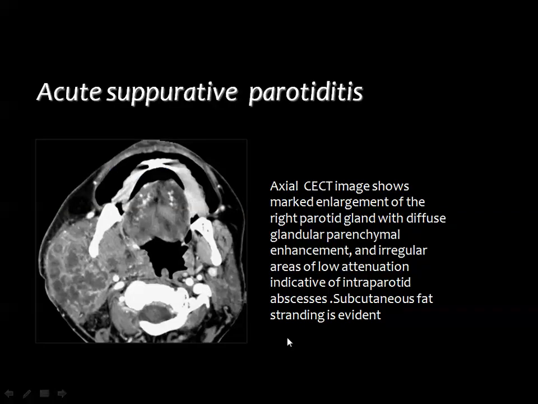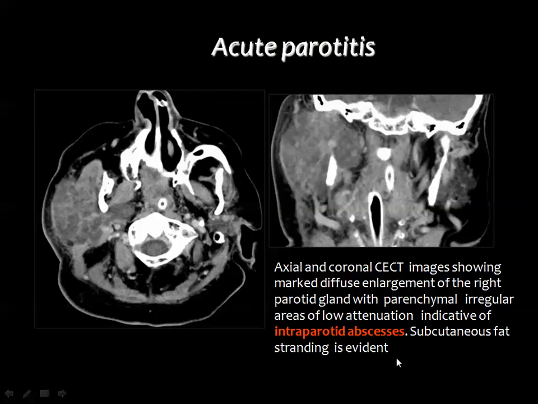This is an example of acute suppurative inflammation of the right parotid gland. The gland is markedly enlarged and it is heterogeneously enhanced with multiple loculi which are marginally enhanced compared to the normal left parotid gland. If you look carefully, you will appreciate the stranding of the subcutaneous fat at the affected site. Then this is acute parotitis with intraparotid abscesses.